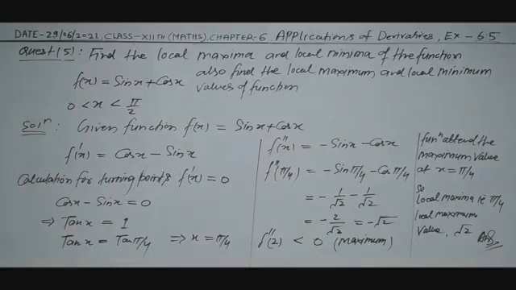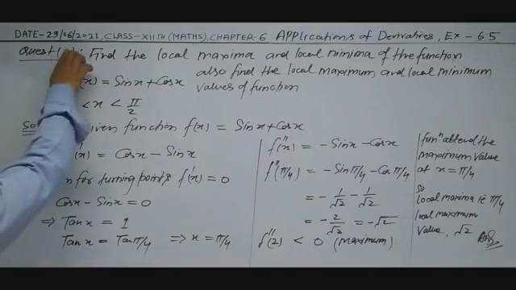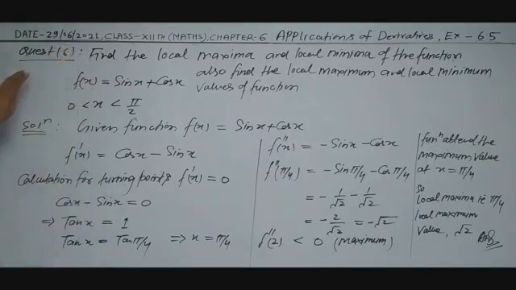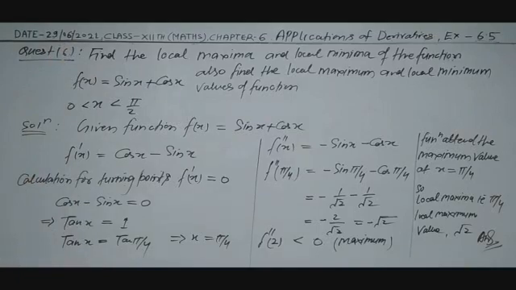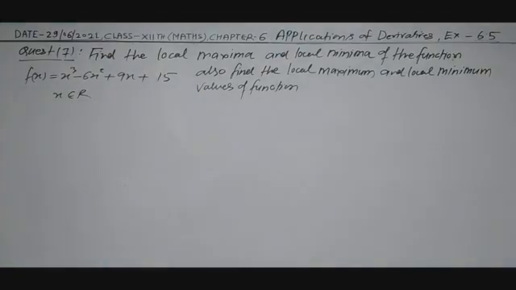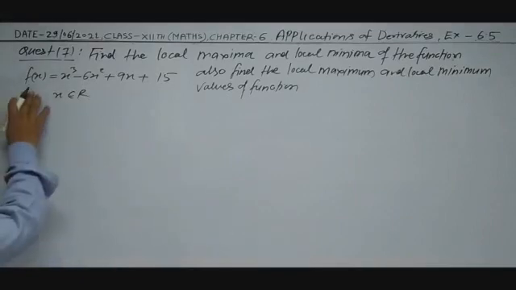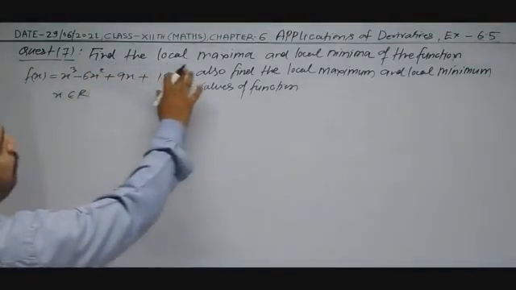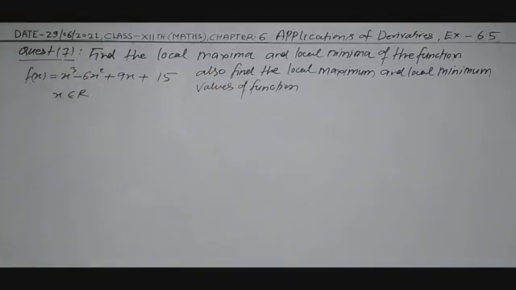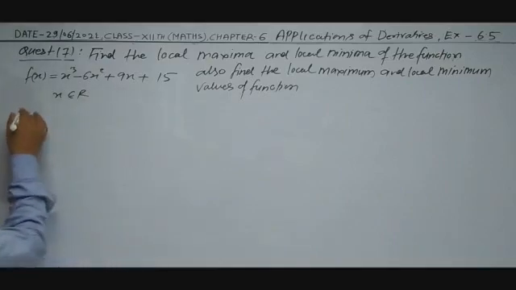Now come to the next question. Now question number 7 is, find the local maxima and local minima of the function f(x) is equal to x cube minus 6x square plus 9x plus 15. Also find the local maximum and local minimum values of the function. So the solution is here.